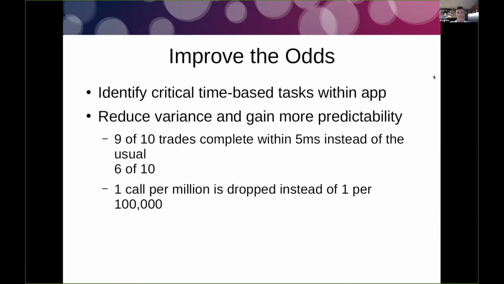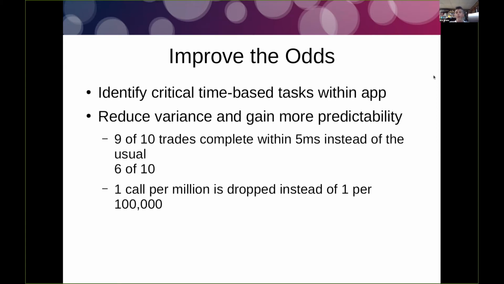For example, you can identify the time-critical parts of your application. It's probably not everything. It's probably only about 10% of your overall application where, when you do something or when something happens, it's time-critical. So you make sure in that part of your code that you're very careful about what you do, and you can increase your probability for predictability. You can go from, let's say, 6 out of 10 trades completing outside of your 5 millisecond window to 9 out of 10 trades completing within 5 milliseconds. Well, that's probably a really good improvement.